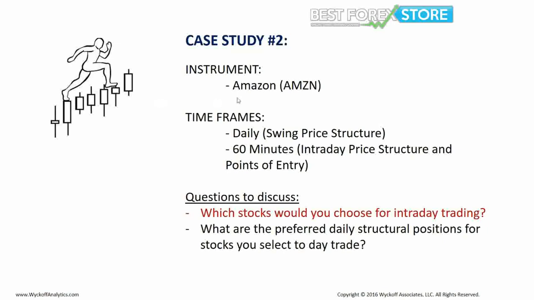Okay, great. So let's look at this example. We're going to look at Amazon, and the time frames we're going to discuss are the daily and the 60 minutes. We're going to look at the daily from the point of view of the swing price structure. We want to determine what the current trend is, where we are in the structure, and whether we are in some kind of stepping stone in the larger trend. And then on the 60 minutes, we're going to look for points of entry, and we're also going to look at the intraday price structure.